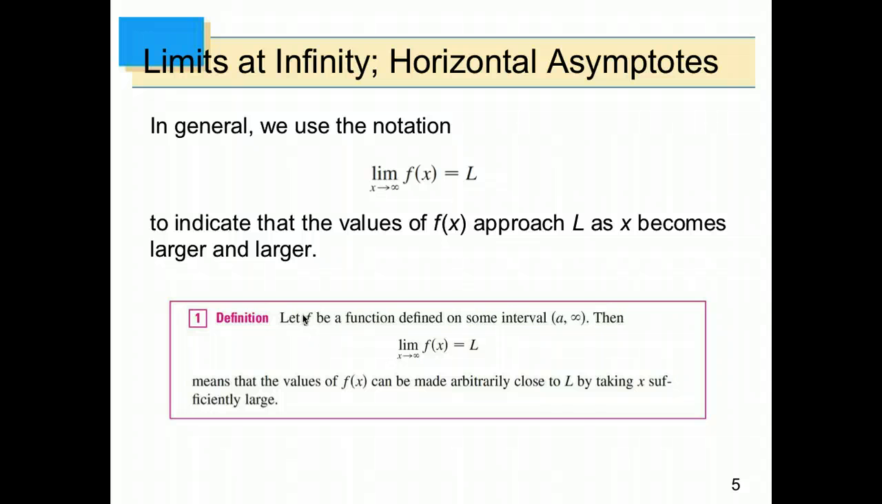So f can be a function defined on some interval from a to infinity. Then that limit as x goes to infinity of f of x equals L means that, once again, the values can be made arbitrarily close to L by taking x sufficiently large. Now, I don't think this is anything new for you, because you've seen this in AFT and pre-calculus before. They just call this end behavior, which is really what's happening as x gets arbitrarily large or arbitrarily small. In other words, on the two extreme ends of the function.